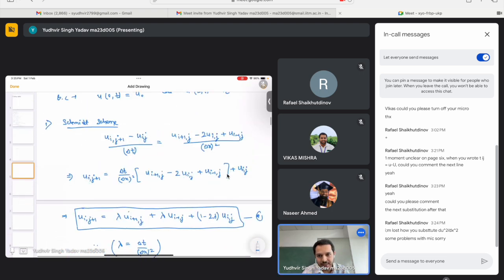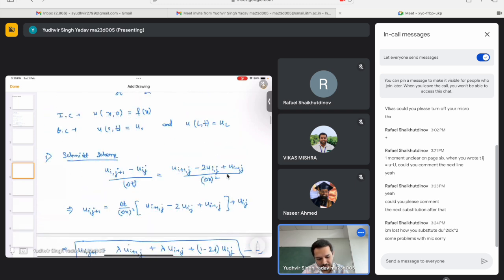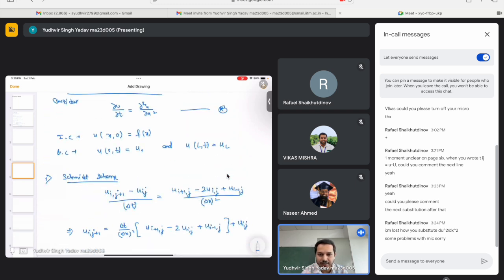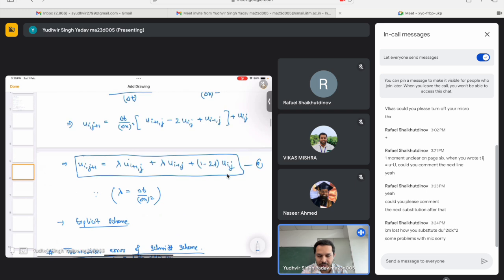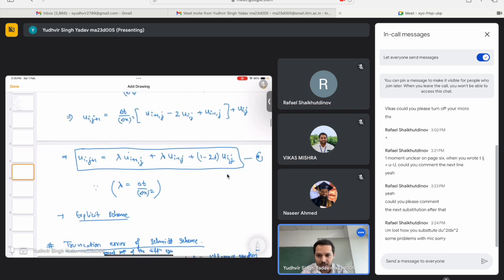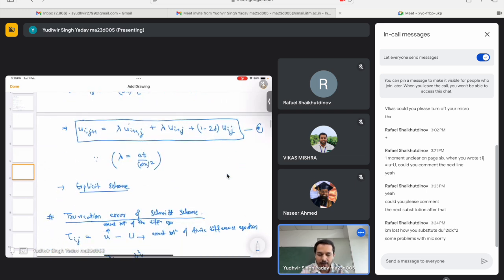We have first constructed the scheme. Here we have taken the second order central difference scheme to substitute del 2u by del x square. So we simply first constructed the scheme that is given by this star. And here also you can take all the right hand side terms on the left hand side and then substitute the Taylor series expansion. We have done the same thing.